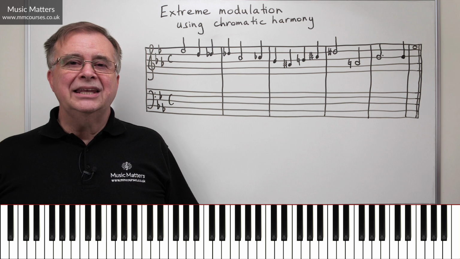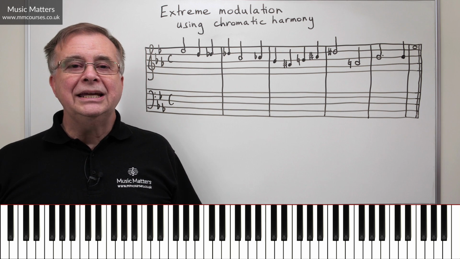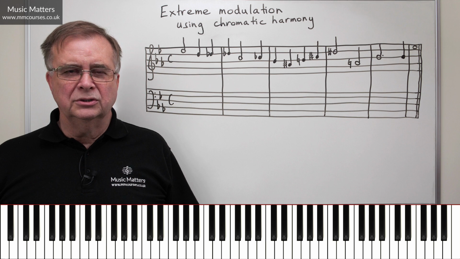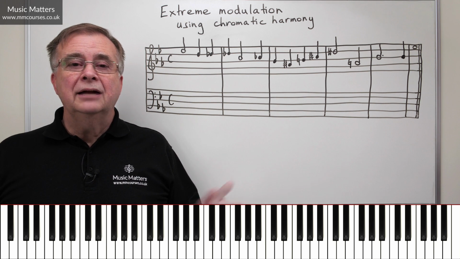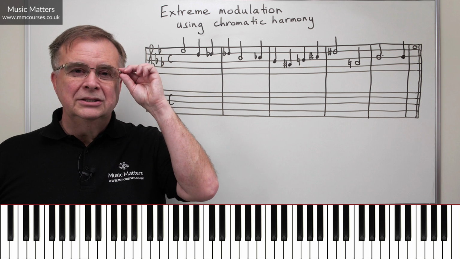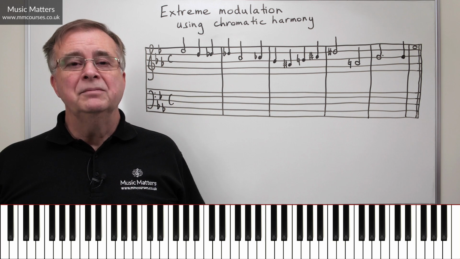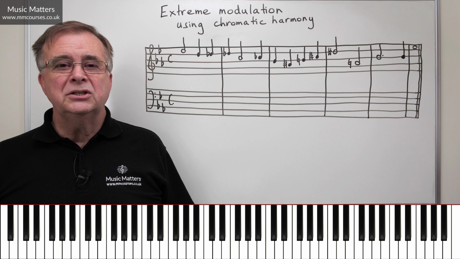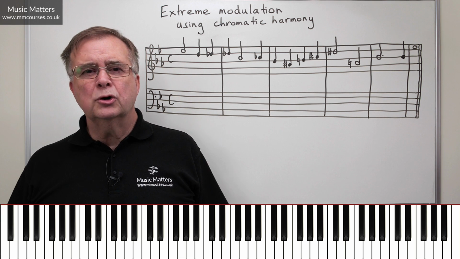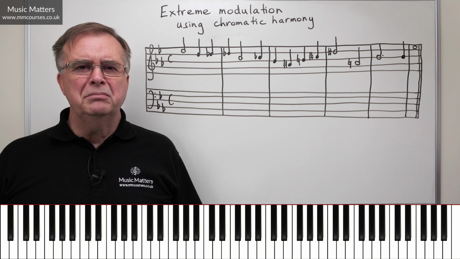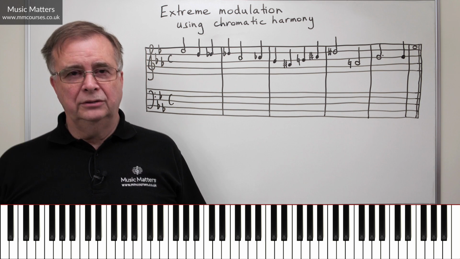And if you want to get there by pivot chords, you'll have to go through a number of other keys on the way until you discover a pivot chord. But what happens if you haven't got the luxury of all the space and time to do that? You just need to throw yourself straight into another key. Well, that's the sort of thing we're going to be talking about today. What happens if you've got all sorts of chromatic notes in your melody that don't belong to the key? We're going to be talking about that too.